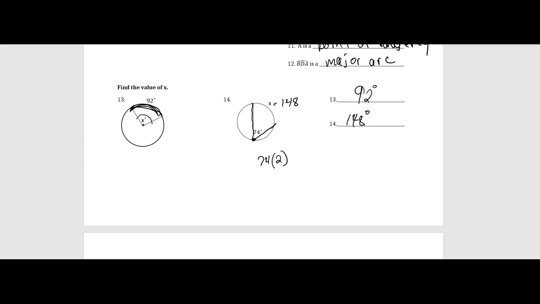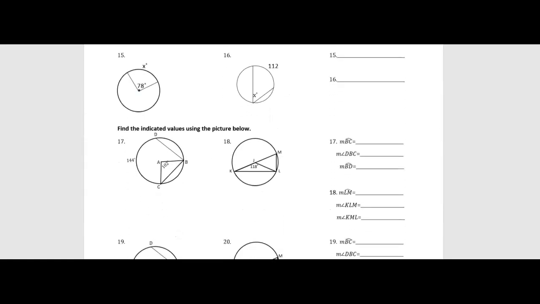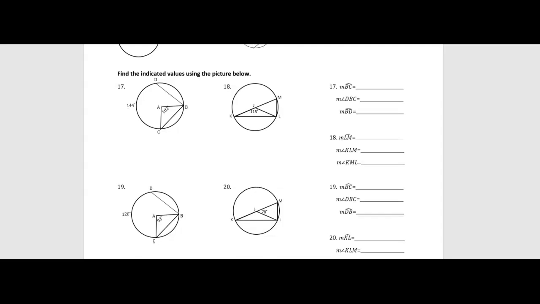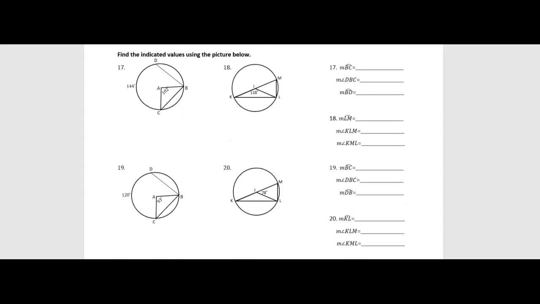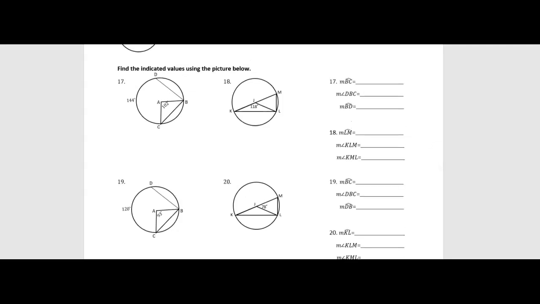All right, 15 and 16, I will leave those to you. If you want to get some really cheap, free points, you'll finish 15 and 16. I want to see that those are done. 17 and 18, I'll do one and leave you the other. Same with 19 and 20. Then take your 10 minutes to do those, send them to me, and we'll be all set.